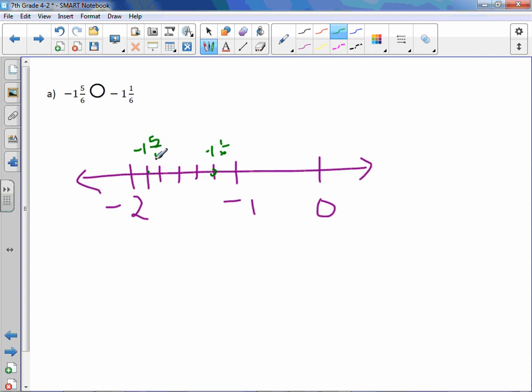Which one is bigger? The one that's bigger is the number closest to the right. So therefore, negative 1 and 1/6 is bigger. So be careful when you're dealing with negatives, because you automatically may have thought, well, they both have a negative 1, so that's the same. 5/6 versus 1/6, 5/6 is bigger. However, because it's negative, we have to have that reverse thought. Okay? Negative 1 and 5/6 is less than negative 1 and 1/6.